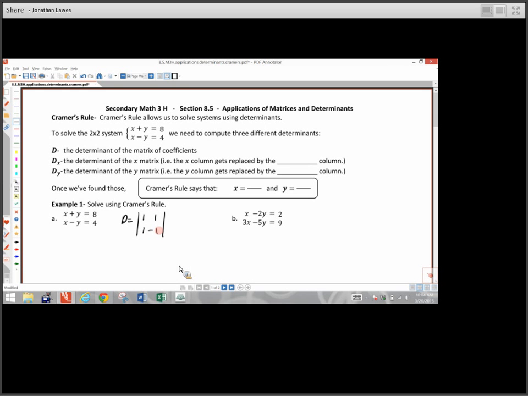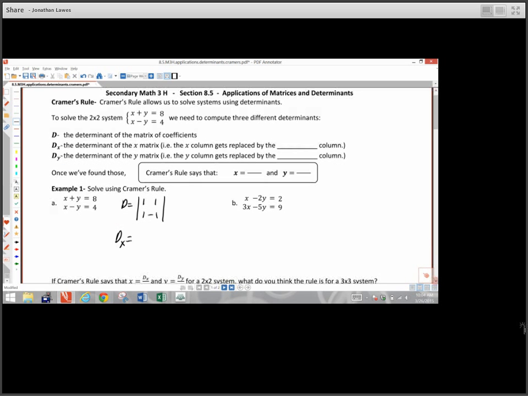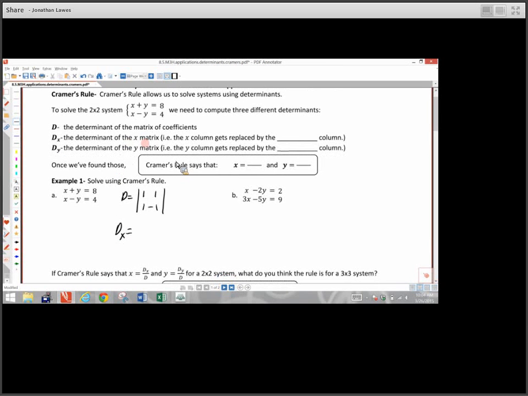Okay? Now, D sub x is a little bit different. D sub x is going to be the determinant of the x matrix. And here's what we mean when we say the x matrix. The x column of that matrix of coefficients gets replaced by, we'll call it, the answer column. This is the coefficient matrix. I'm going to replace the x column with the answer column. So that x column, instead of being 1, 1, is going to be 8, 4, and the y column still stays the same. Okay? Now, we're going to do the D sub y, the determinant of the y matrix.